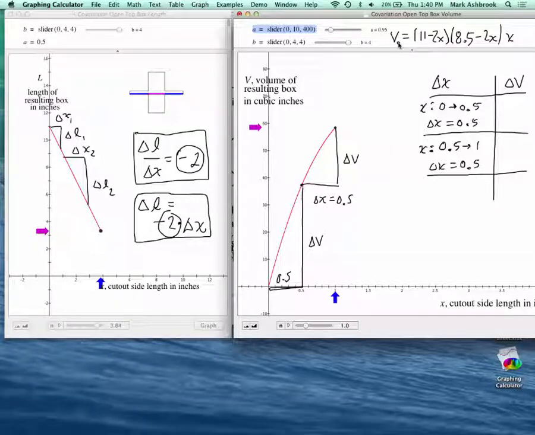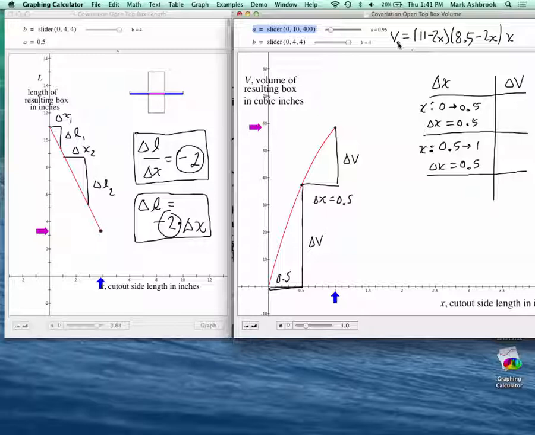No. That doesn't work. Why? What does this formula take? What is x about? Is it about a change in the side length? No. When you put a number in there, if I put 0.5 in there, what does that formula think? 0.5 what? It's a side length. It's going to give us the volume of a box that has a side length of 0.5.